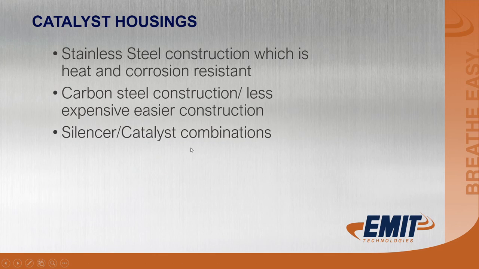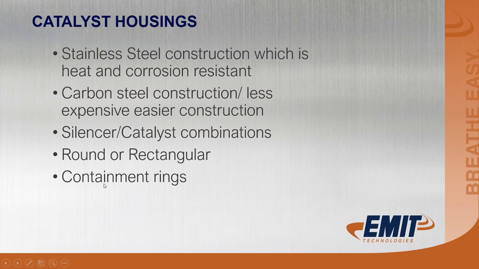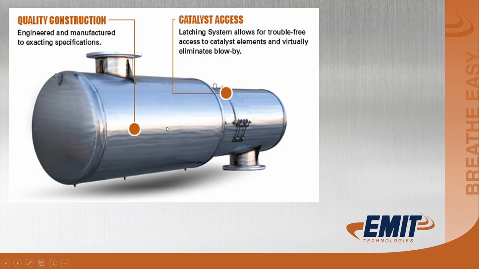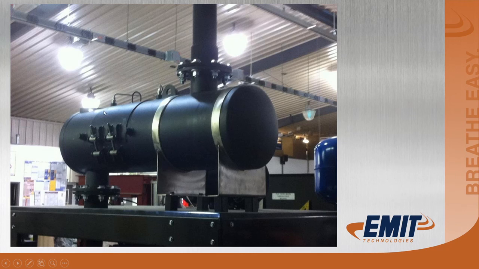Silencer catalyst combinations: you can get the catalyst housing and the silencer housing all in one unit. There's round or rectangular elements, and there's units that have containment rings, that's in a round housing, and there's diffuser plates in the round housing as well. Here's a picture, a model of a housing. Here's a common housing, it's called an EAS. This housing would be EMIT accessible with a silencer, is what EAS stands for.